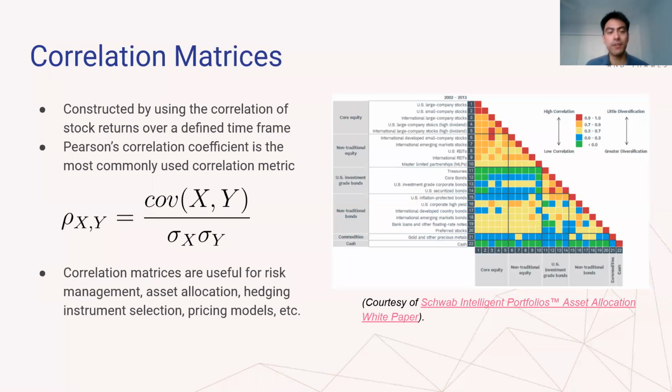And actually, our codependence module in MlFinLab gives an overview of all the different codependence methods that you can use, so I recommend checking that out. And correlation matrices are useful for risk management, asset allocation, instrument selection, pricing models, you name it. They're a really useful data structure in finance. So if you're able to generate them synthetically, it will really help our models.